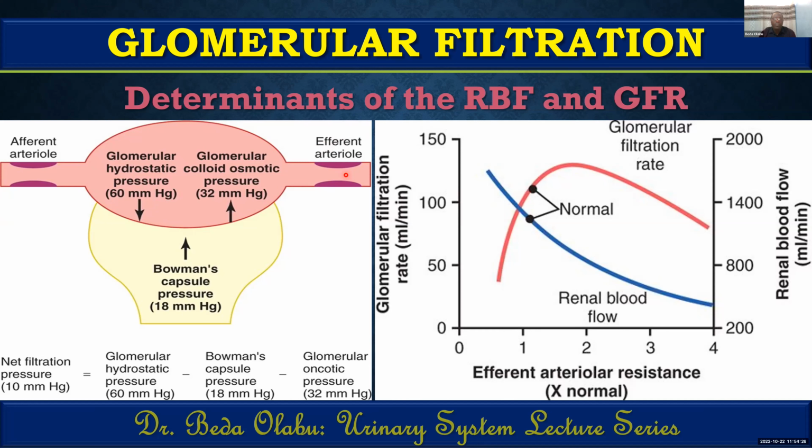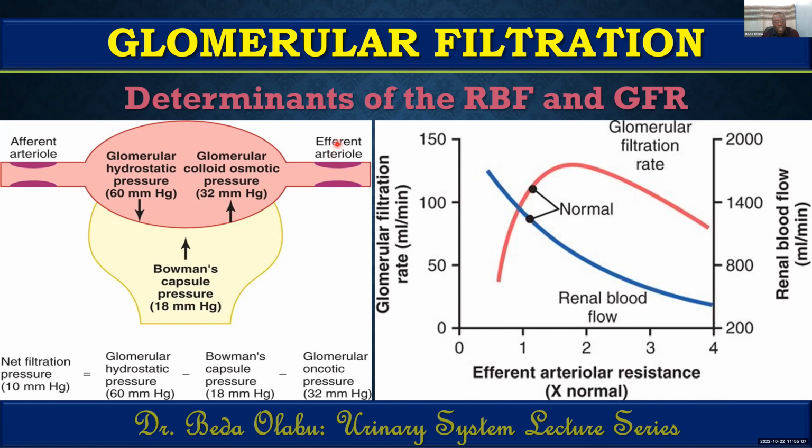That will be easier. So if we cause vasoconstriction of the efferent arteriole, it means that we increase the resistance of the efferent arteriole. We will reduce renal blood flow. The amount of blood that flows through will be reduced. And so if you increase the efferent arteriolar resistance, the renal blood flow decreases. And if you lower the efferent arteriolar resistance, the renal blood flow increases. That one is straightforward.